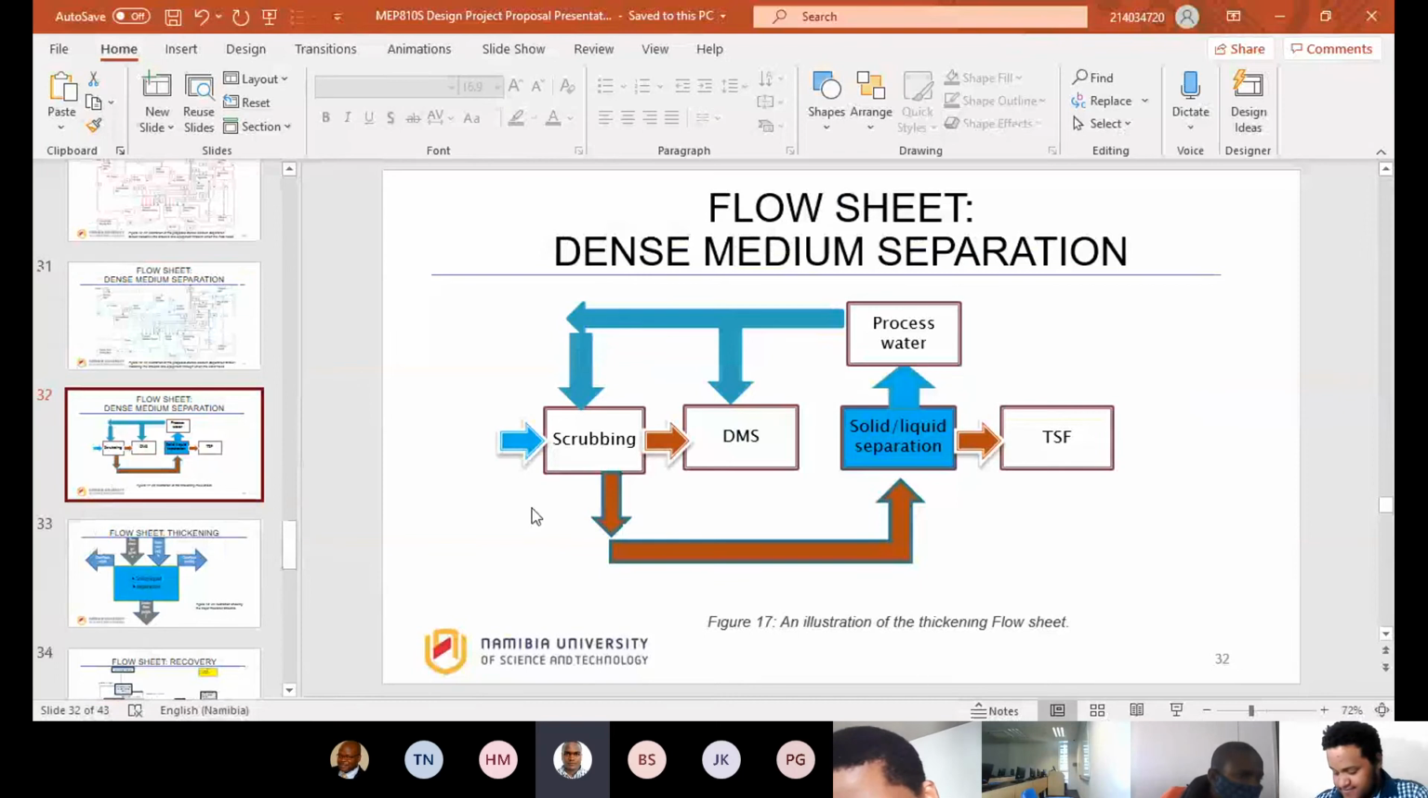Okay, slide 32. Because here, if you look at the title there, flow sheet, dense medium separation, but if you look at the figure that you've put there, underneath the figure is an illustration of a thickening flow sheet. I noticed that in the presentation.